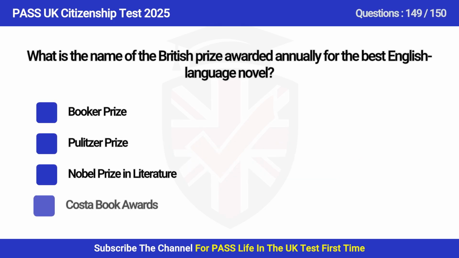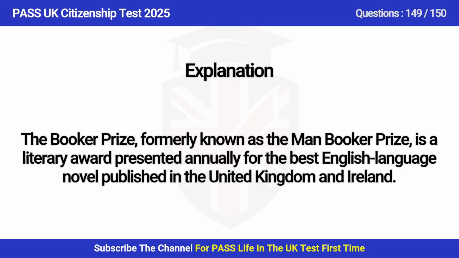Question 149. What is the name of the British prize awarded annually for the best novel? A. Booker Prize. B. Prize. C. Nobel Prize in Literature. D. Costa Book Awards. Answer is A. Booker Prize. The Booker Prize, formerly known as the Man Booker Prize, is a literary award presented annually for the best novel published in the United Kingdom and Ireland.